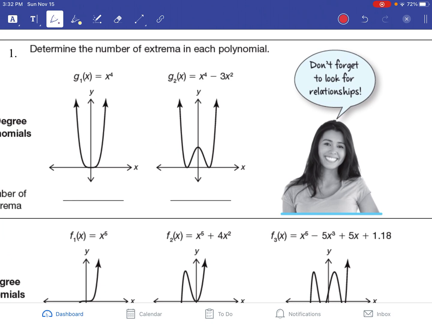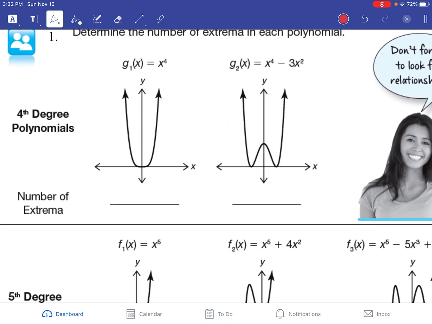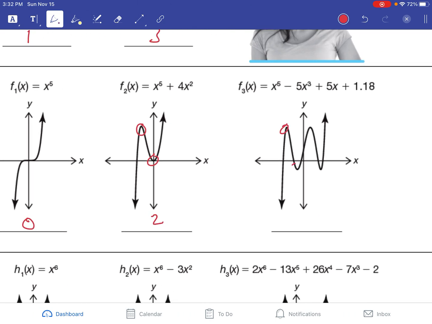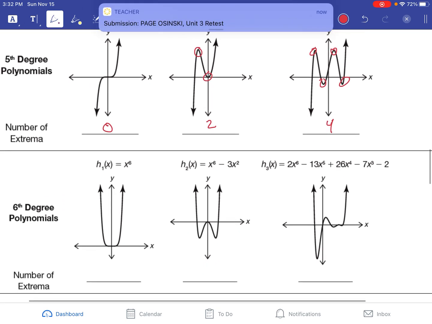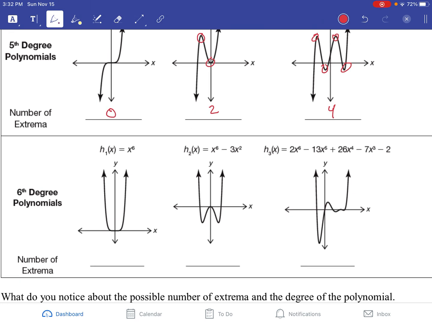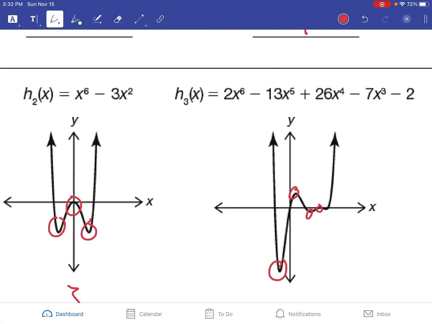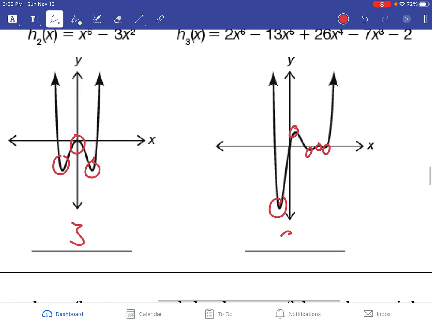All right, so hopefully you're back. You've tried this out. You can compare your answers. So we have 1 extrema there, 1, 2, 3 here. In 5th degree, well, there are none. Then you have 1 and 2. The last one you have 1, 2, 3, 4. And then 6th degree, you have 1, 1, 2, 3, then 1, 2, 3, 4, and 5. I know those are small, but they are there.